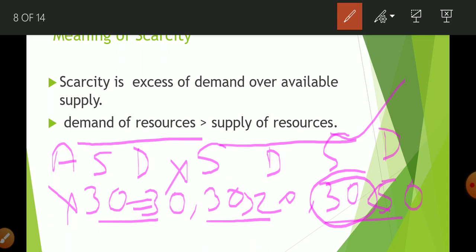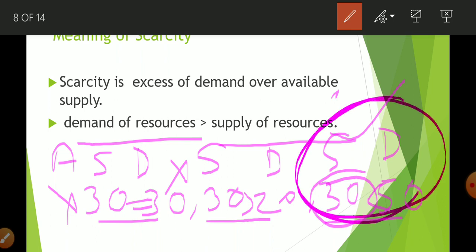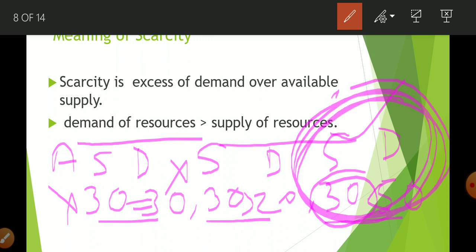So here there is less availability of supply compared to its demand. Our demand is more compared to its supply. This condition is known as scarcity of resources in economics. Less availability of a good alone is not a complete line. When you write less availability of a good compared to its demand, then this is known as scarcity of resources in our subject, economics.